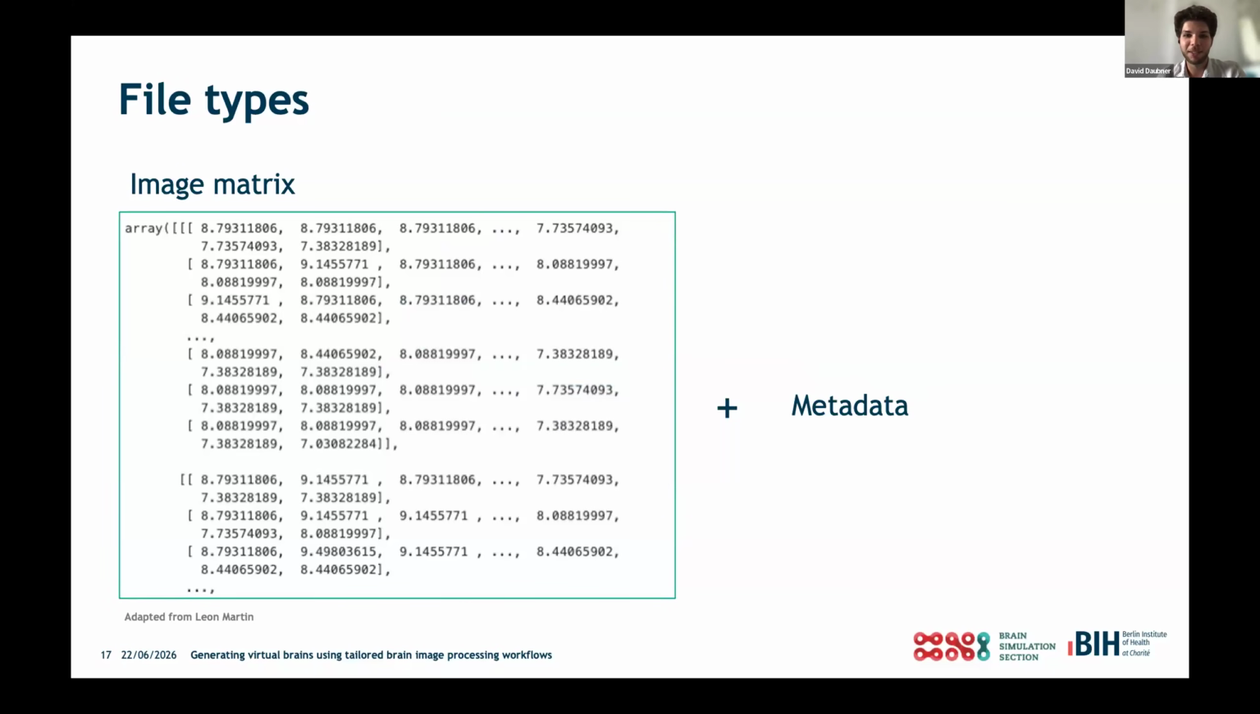But the image matrix itself does not contain any information on how the image was acquired or any other important data. And therefore, usually when we store an image in a file, it consists of both an image matrix and metadata.